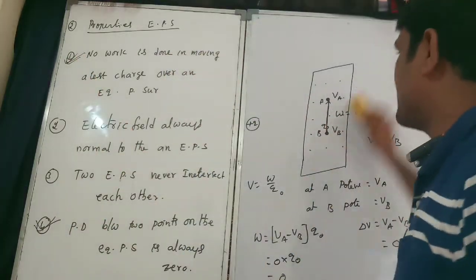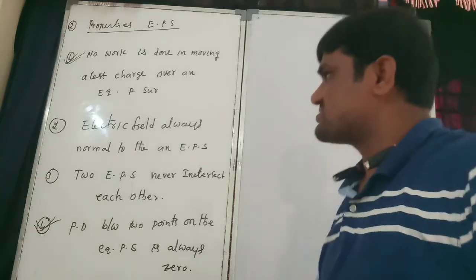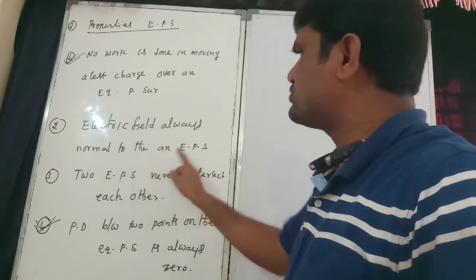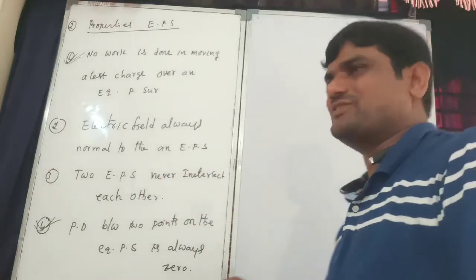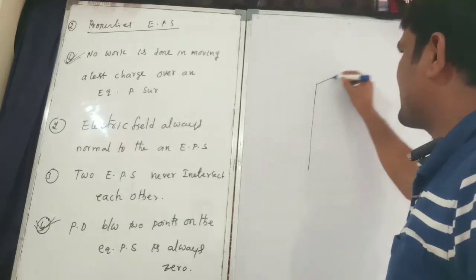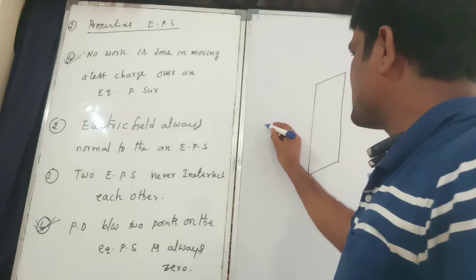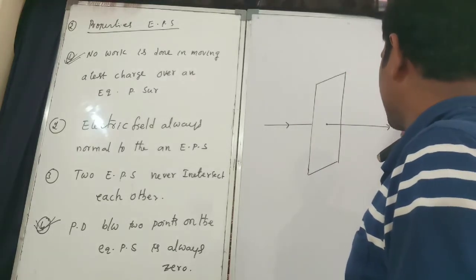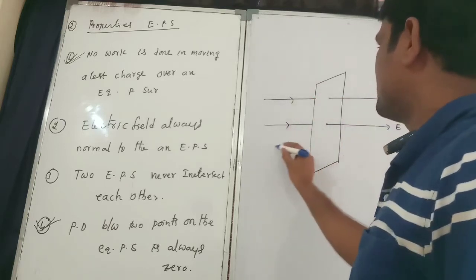Alright, next, the second point. The second point is that the electric field is always normal to an equipotential surface. Yes, correct. So here, this is the equipotential surface, and these are the electric field lines. Correct?